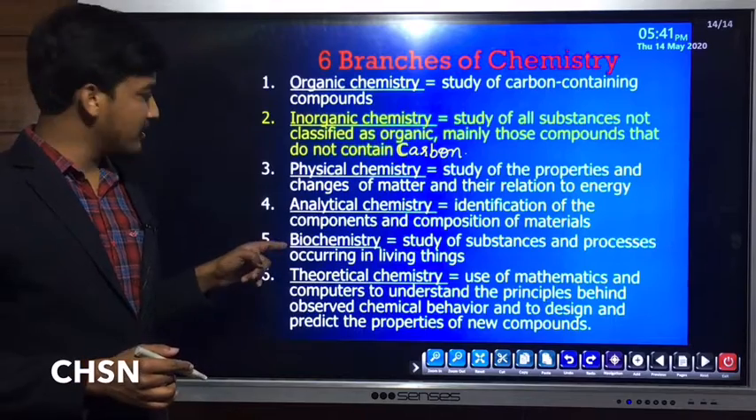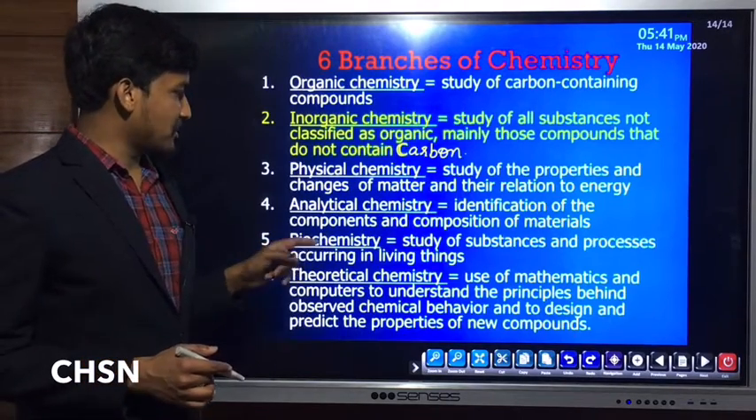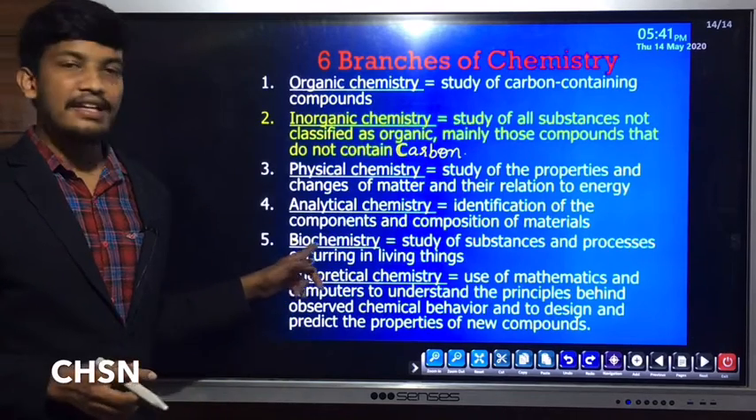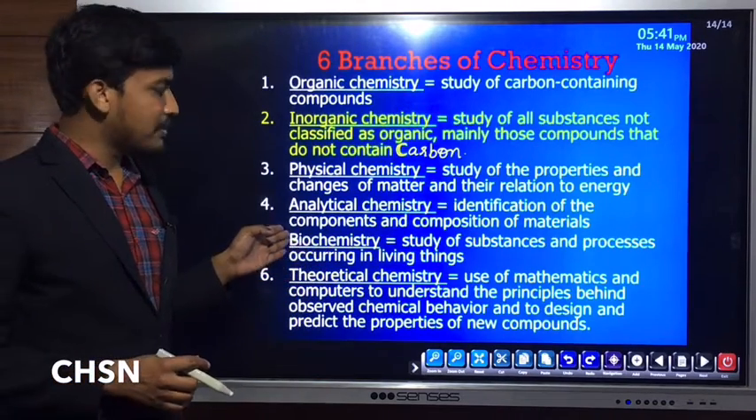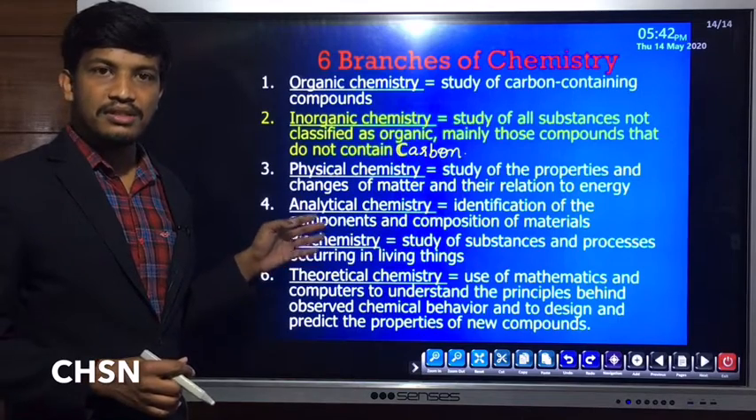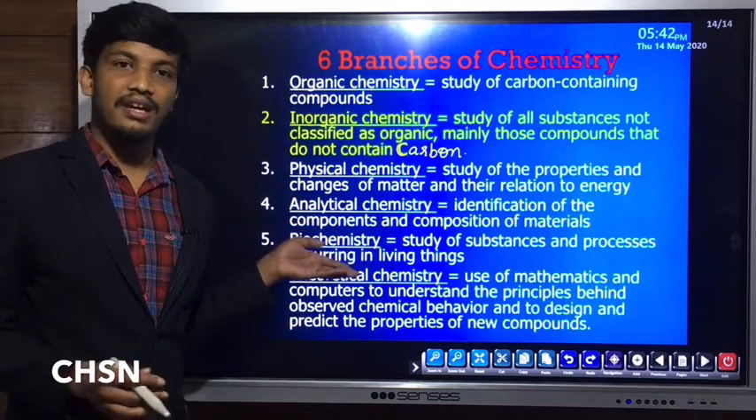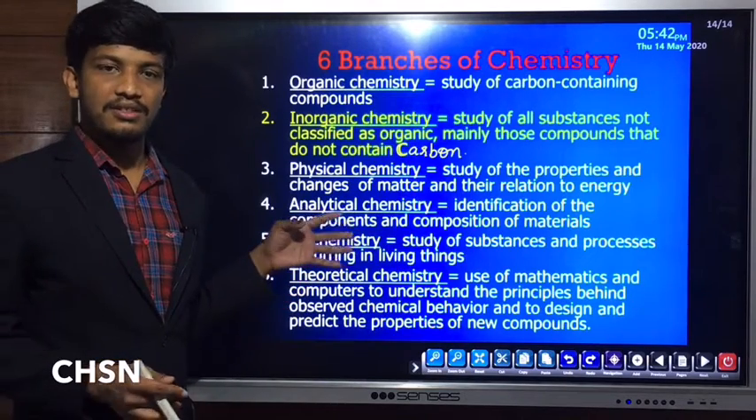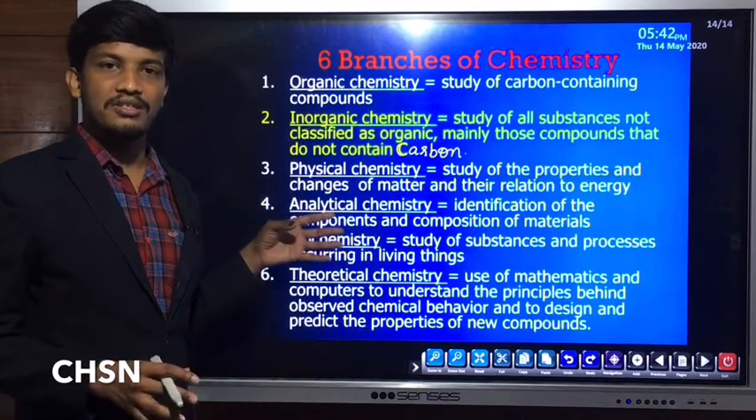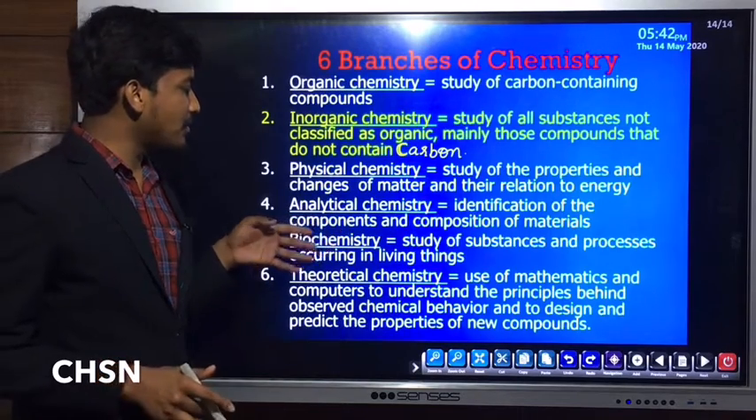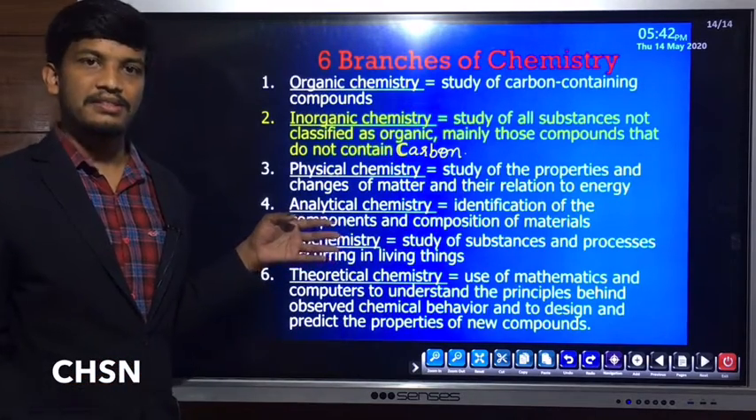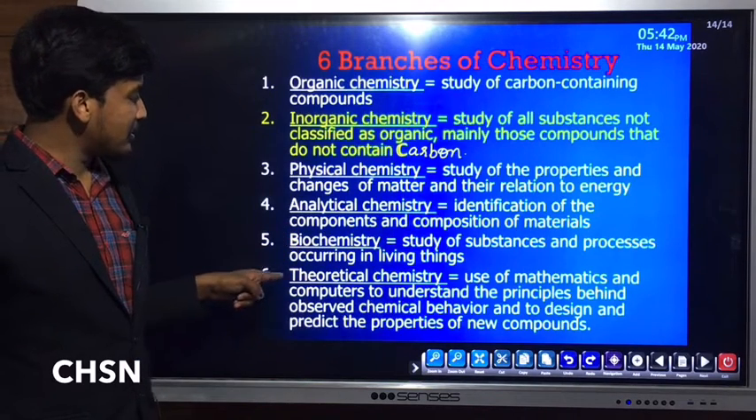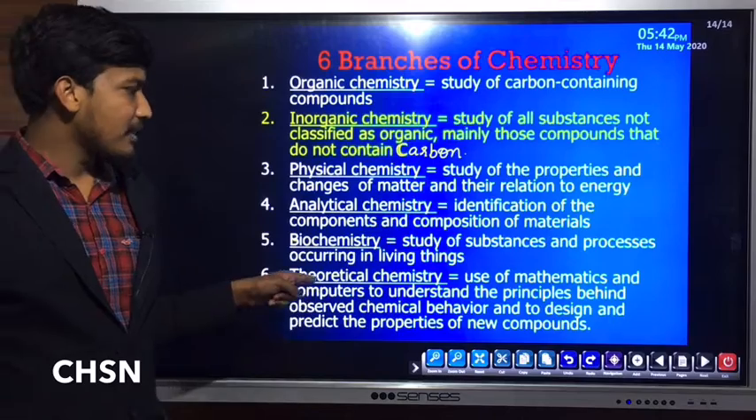And fifth one, biochemistry. Study of substances and processes occurring in living things. That is, biochemistry involves the study of chemical reactions which take part in living things. So it is about the chemical reactions which occur in plants and animals. That is called biochemistry. Sixth one, theoretical chemistry.